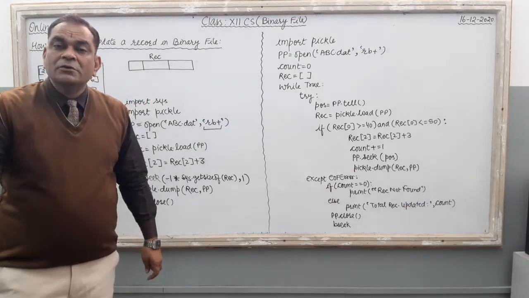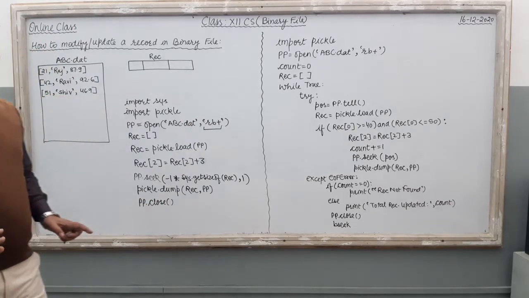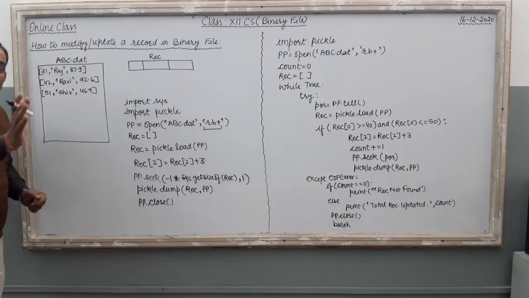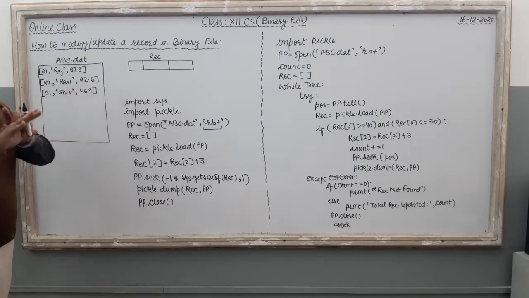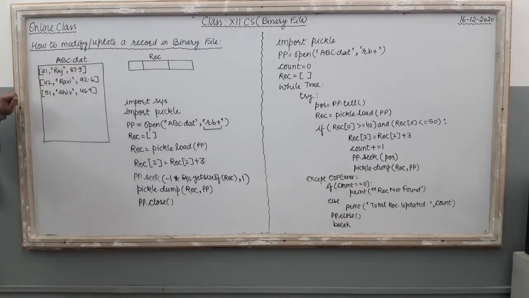It should be there in the question paper. Do not get confused here. In the question paper, each and every instruction is clear. What is the list? What are the data elements inside the list? It is there in the question paper. Right? So here, just see, it is abc.dat file.